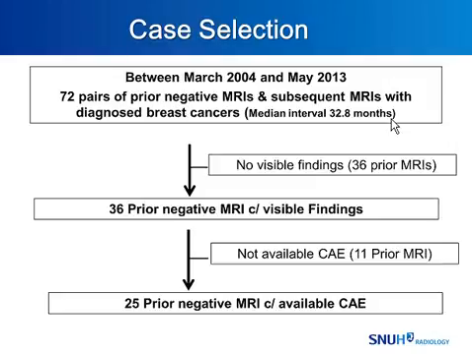36 prior MRIs were determined to have no visible findings, and 36 cases were determined to have visible findings which had been undiagnosed prospectively on prior MRI. Among them, CAE was available in 25 prior negative MR cases.